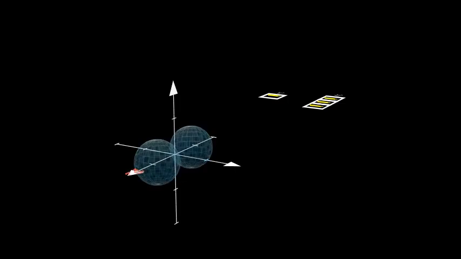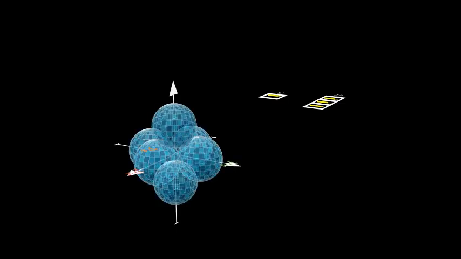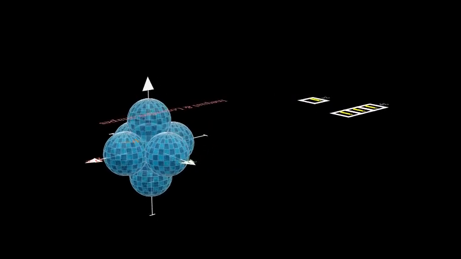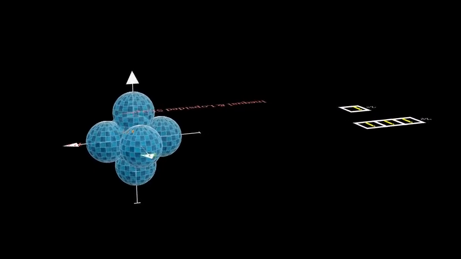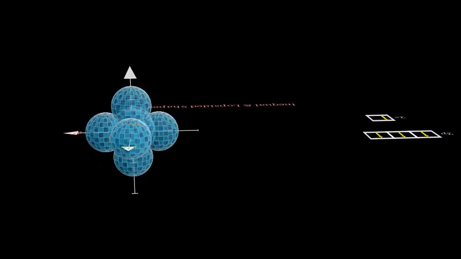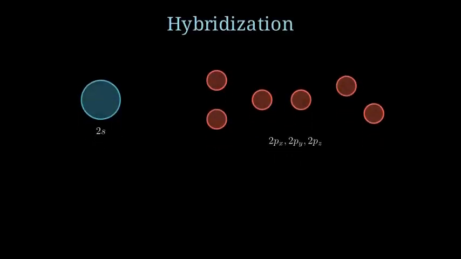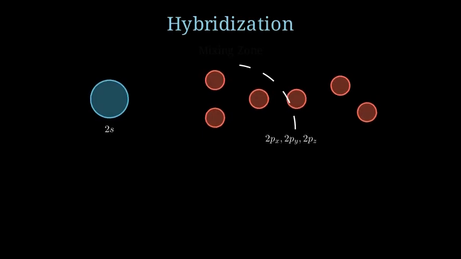Look at the shapes of these orbitals. We have 1 sphere and 3 dumbbells oriented along the x, y, and z axes. If carbon bonded using these, the bonds would be lopsided and unequal. But nature loves symmetry. This is where the aha moment happens: hybridization.